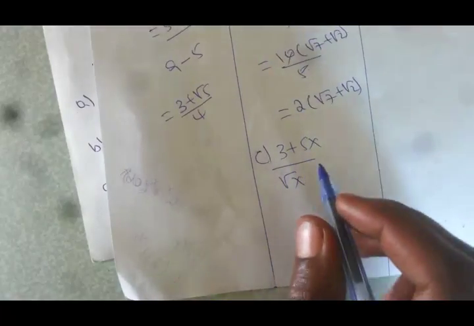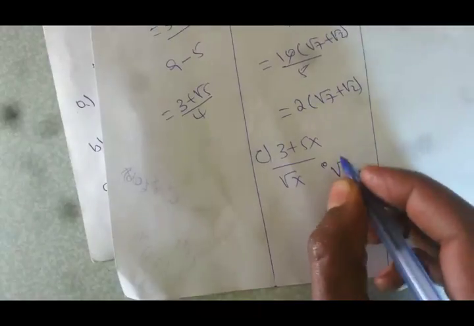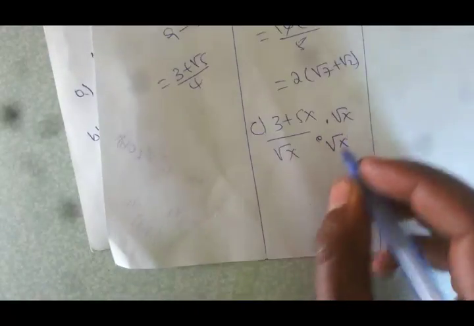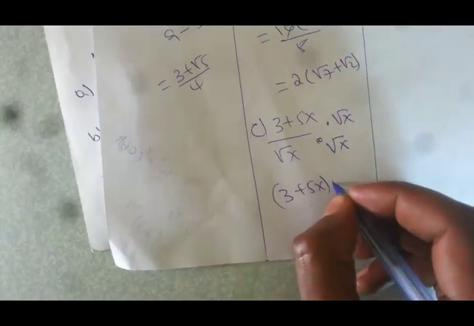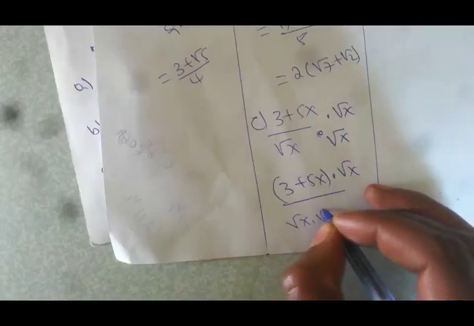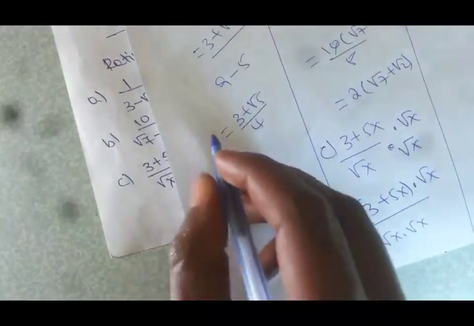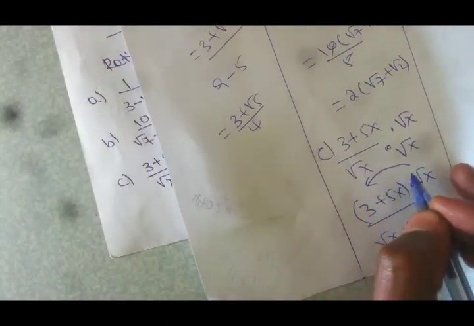We are given 3 plus 5x over square root of x. Let's multiply by square root of x. This is equal to 3 plus 5x times root x over, we know that root x times root x, and we know that this root x can be multiplied to both 3 and 5x.